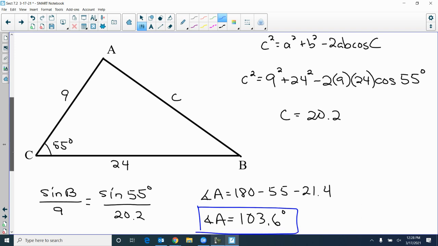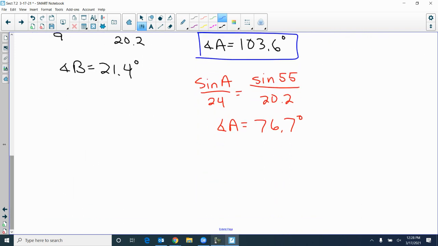So you always got to find the smaller one because you cannot use the law of sines to find an obtuse angle, and you don't know which one's obtuse or not. It may not be, but it could be. So just be careful there. So the law of sines cannot find an obtuse angle.